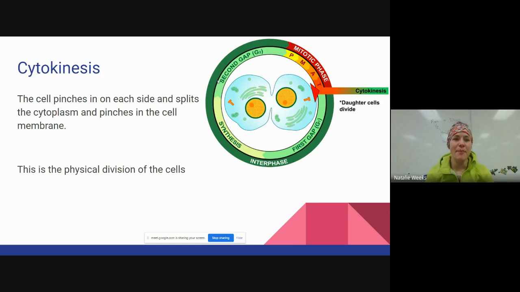Lastly, what needs to happen is cytokinesis. So mitosis is the division of the DNA. Cytokinesis is the actual division of the physical cell. So you can see here that both sides of that cell are pinching in on each other and pinching in that membrane, and they're creating a physical division between those two cells.